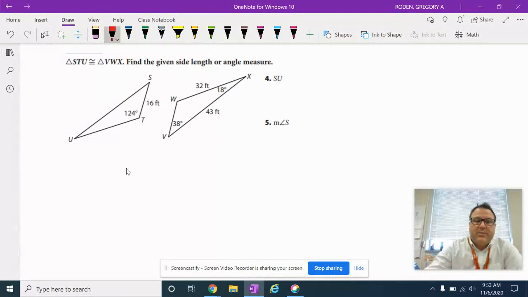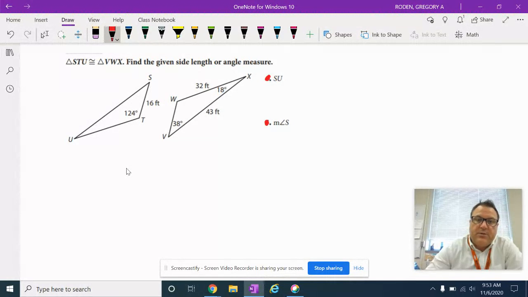Well, let me get rid of these because these numbers don't really mean anything. So before I start listing the corresponding parts out, what I want to do is just match everything up.